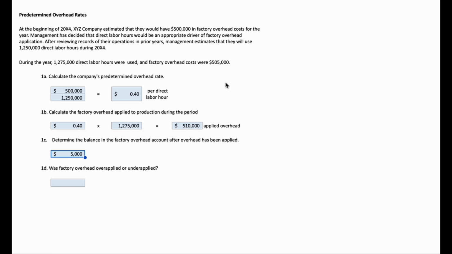The best way to look at this is go back to your actual costs. Our actual costs are $505,000. We applied $510,000. The amount that we applied, is that over the actual or under the actual? If it's over the actual costs, we have over-applied our factory overhead costs.